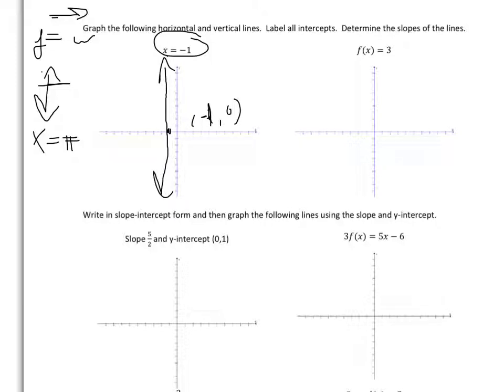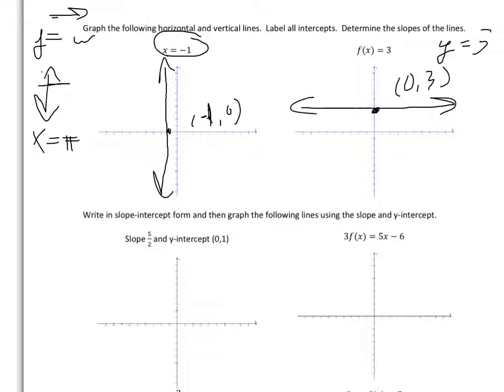Now, f of x equals 3. Now remember, f of x is our y, so this is like a y equals 3. Y equaling 3, that is going to be a horizontal line. And every horizontal line has a y-intercept, so plot our y-intercept, 0, 3. And it looks just like that.